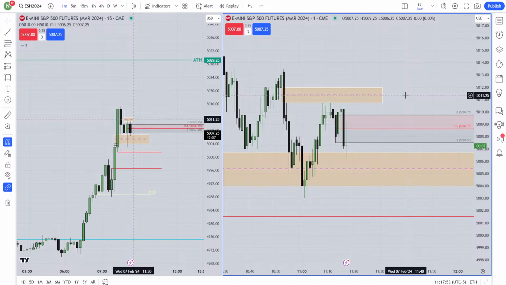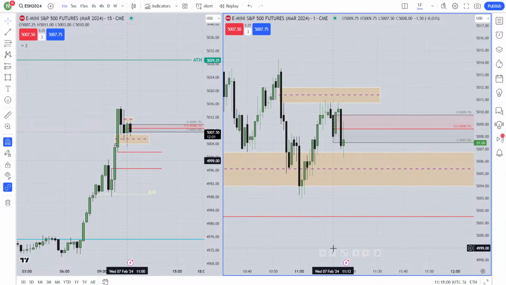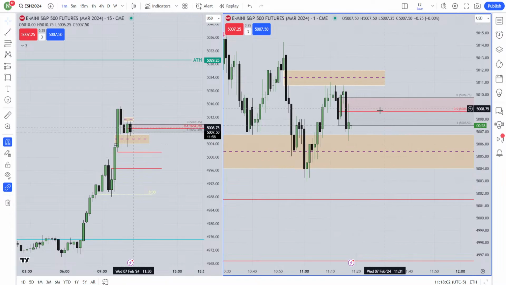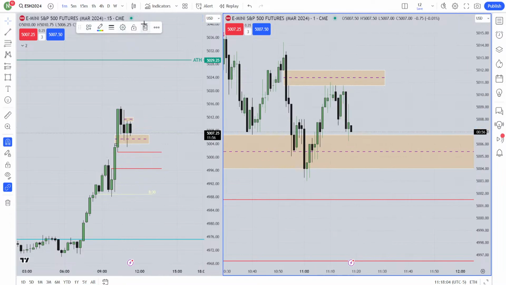Are we going lower? I don't know. I'm not changing my direction, okay? I'm not changing my direction. I'm not bearish. Okay, so it's closed. I'm going to remove it. This setup is not valid anymore.